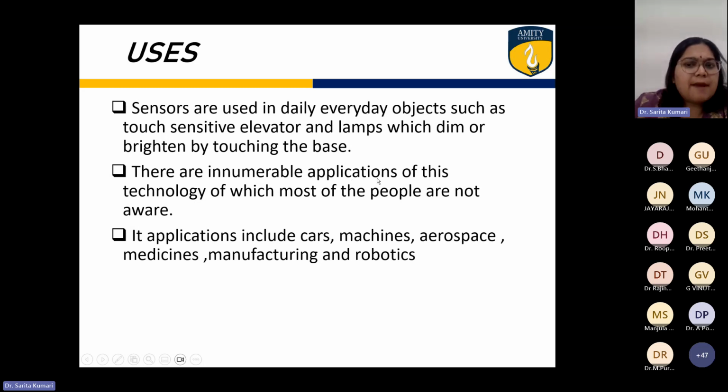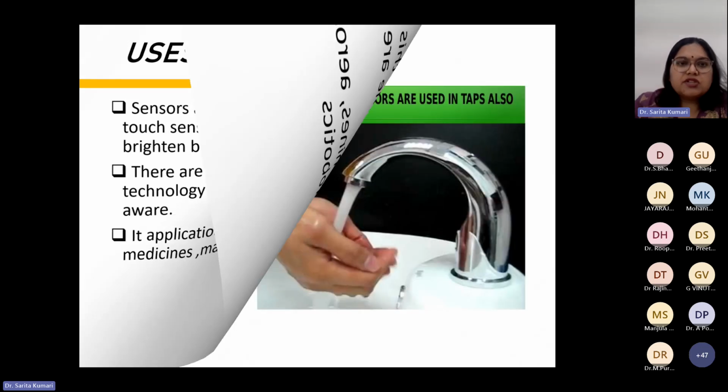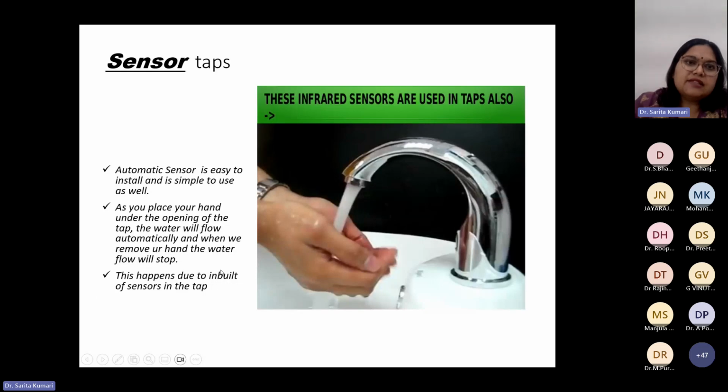There are innumerable applications of this technology. Without it, it is not possible to live our life nowadays. The applications include cars, machines, aerospace, medicine, manufacturing, and robotics. I'll share a few pictures like sensor tabs.